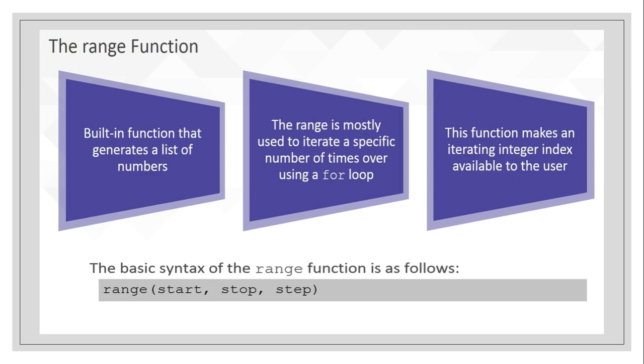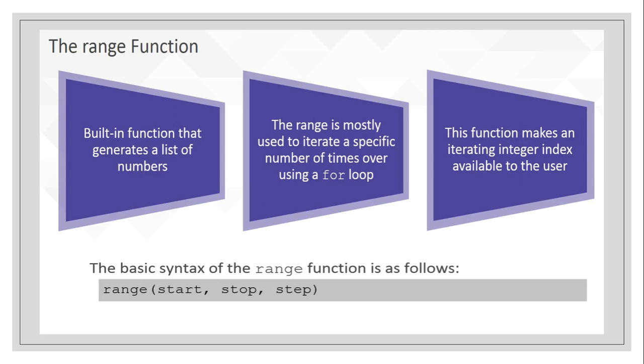What is range? It's a built-in function. We know that it's given and written by Python. It's mostly used to iterate a specific number of times using a for loop, right? As I just mentioned, we have a range and we want to iterate that loop by giving that range. We'll say we need from 200 to 300, but our starting point should be 200. The function makes an iterating integer index available to the user. This returns a collection, and next time when you fetch it, it's going to give you the next sequence number.